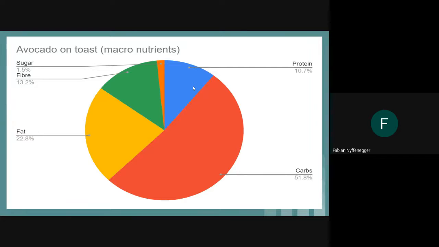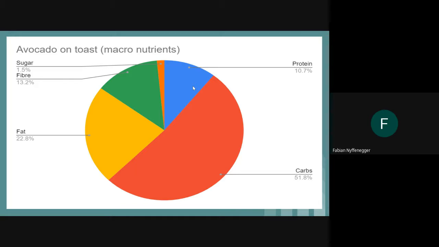Now I'll be explaining the macronutrients that are found in avocado on toast. The majority of macronutrients consist of carbs, which is 35 grams of carbs, or 51% of the macronutrients found in avocado on toast. As avocado on toast is served on bread, it has more carbs. Avocado on toast also contains 22.8% fat, or 11 grams of total fat. This is because avocado contains a lot of oil in the fruit itself.